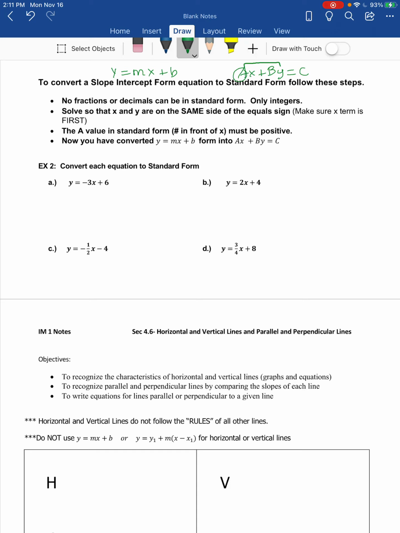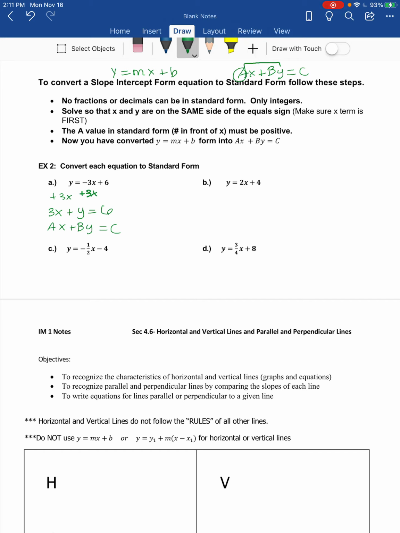So in these 4 examples, they're all in slope-intercept. That means that the y is already by itself. We want to get it to standard. So our first step is to move this negative 3x to the opposite side. So we add 3x to both sides. So 3x and y are unlike terms, so we can't combine them. And we know for standard form, your x term has to come first. So 3x plus y is equal to 6. And now we're in the ax plus by is equal to c form.